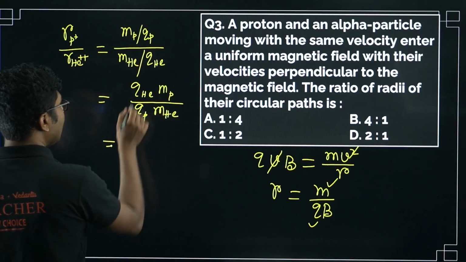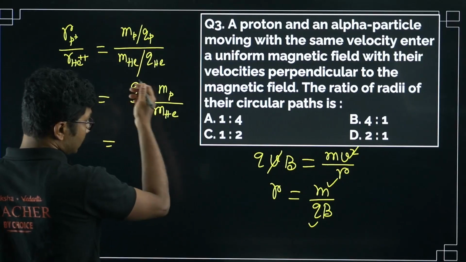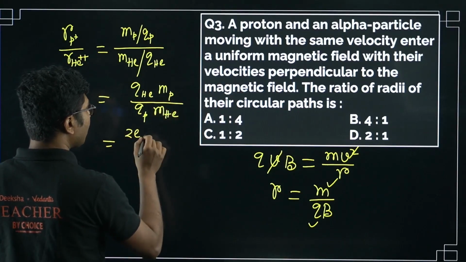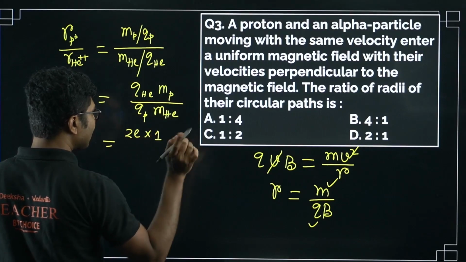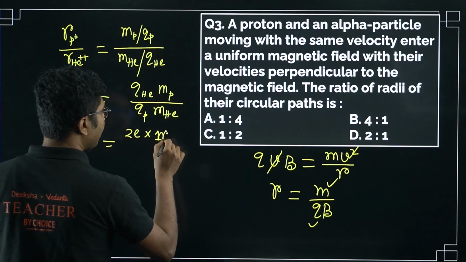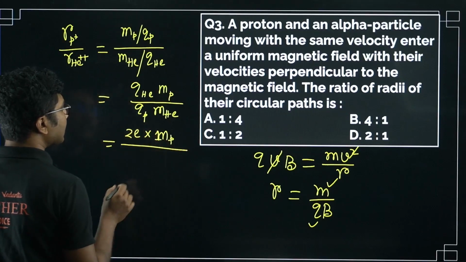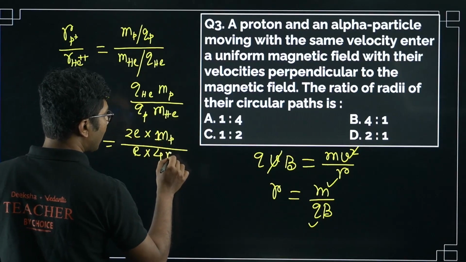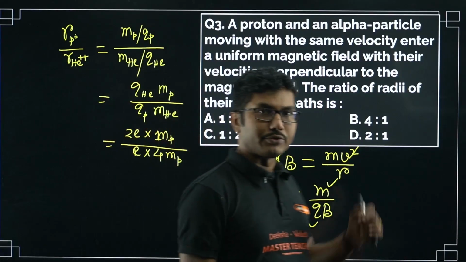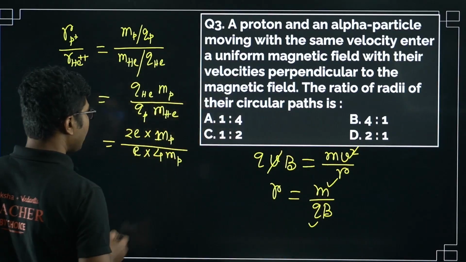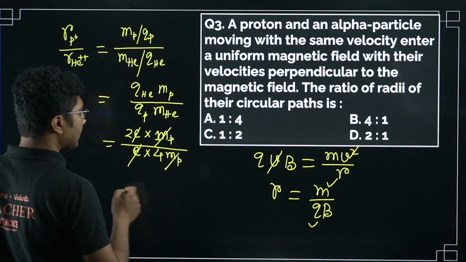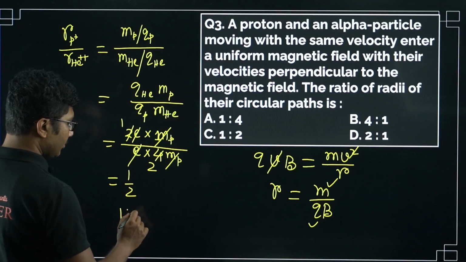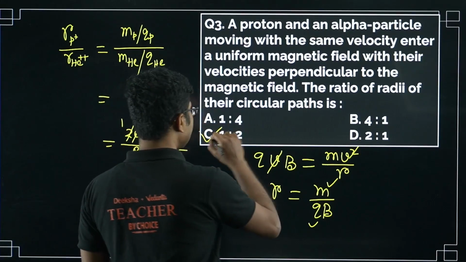So what is the charge of helium? Charge of alpha particle is 2e, as I said, plus 2e. Mass of proton, keep it mp, okay, don't worry. And what is the charge of proton? Charge of proton is only e, and mass of helium is equal to 4 mass of proton. It has 2 protons, 2 neutrons, right? So there will be 4 over here. So e cancels, mp cancels, so we get 1 by 2. So the ratio is 1:2. So option C is the correct answer.